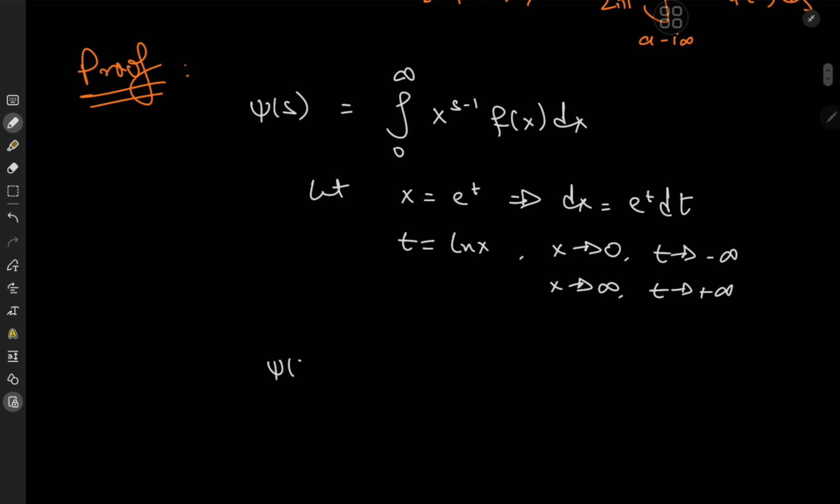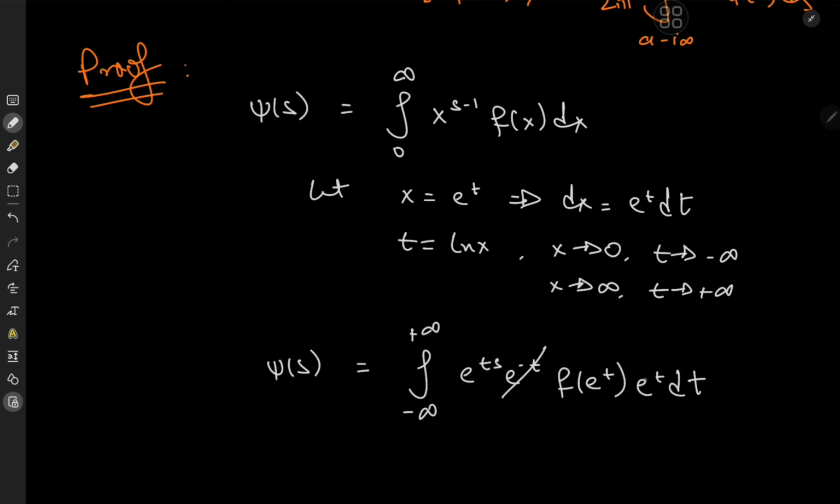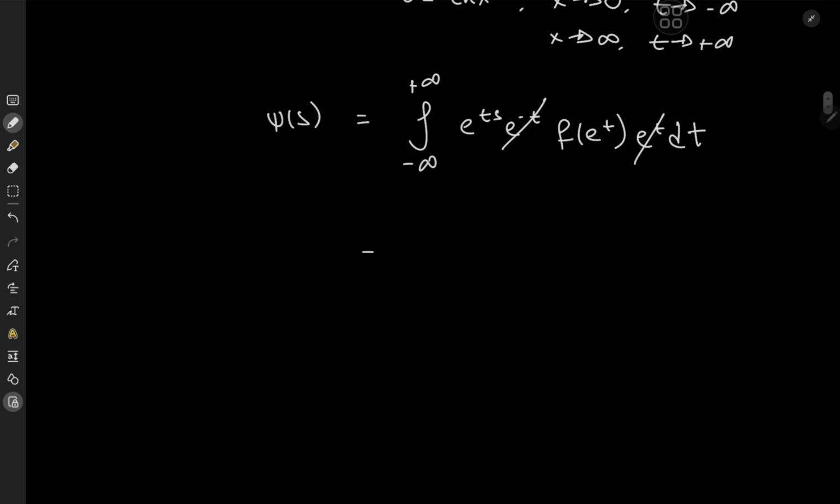So that means psi of s equals the integral from negative to positive infinity of e to the t to the s minus 1, which of course can be expanded as e to the ts times e to the minus t times f of e to the t, whatever that means, e to the t dt. Immediately we see this nice cancellation. So our integral transforms into that from negative to positive infinity of e to the ts times f of e to the t dt.